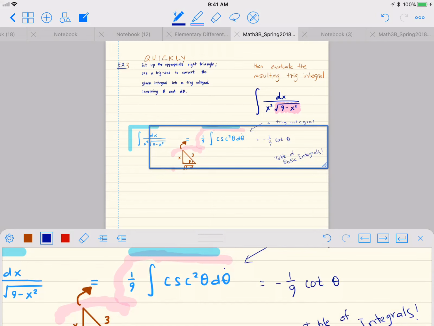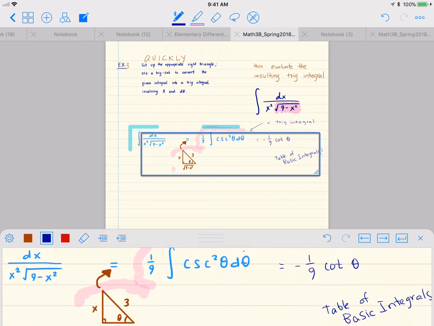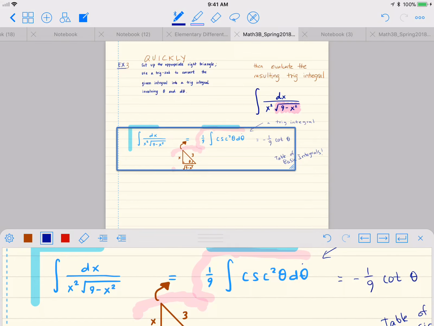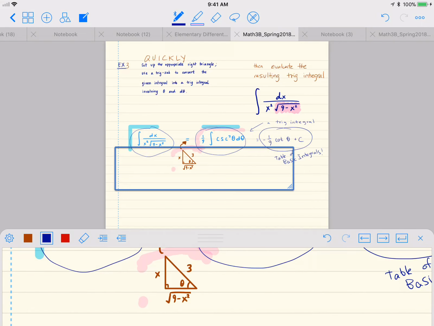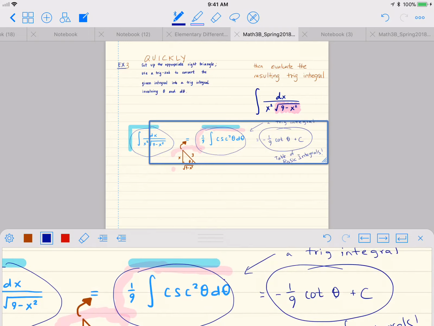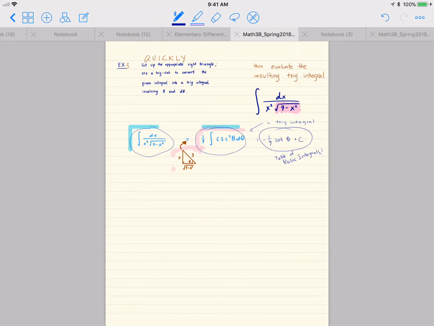So we're done. This would be step 2, right? So step 1 is converting what's given into a trig integral. And then step 2 is evaluating the trig integral. We could put plus c, right? And then step 3, of course, is to translate your answer, right? Put your answer back in terms of x. And you use the triangle to figure out what's the relationship between theta and x and back substitute.